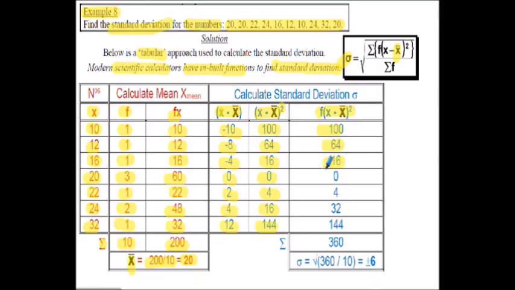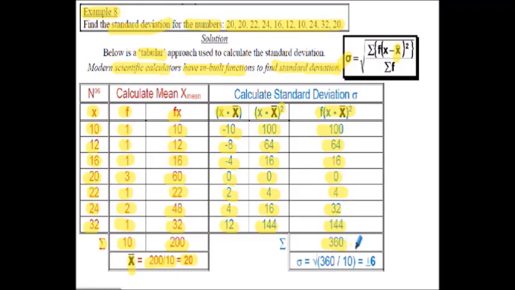We've got 3 times 0 here, but of course that's 0. We get 1 times the 4 is the 4. We get 2 times 16. Frequency is 2 for this row. So 2 times 16 is 32. And then 1 times 144 is 144. Now summate that column, and that gives us 360.